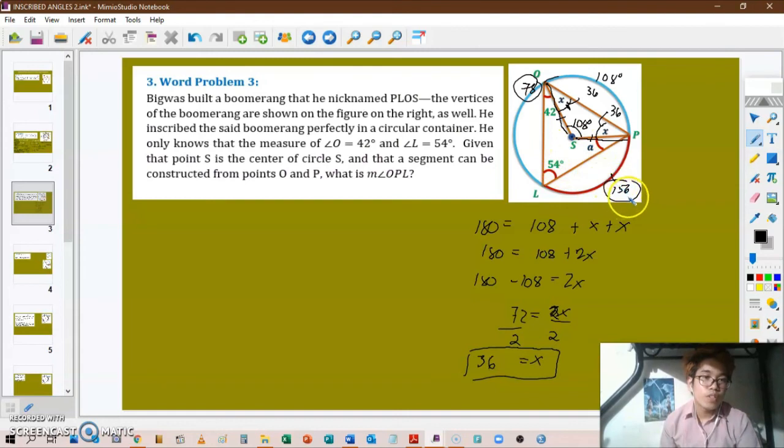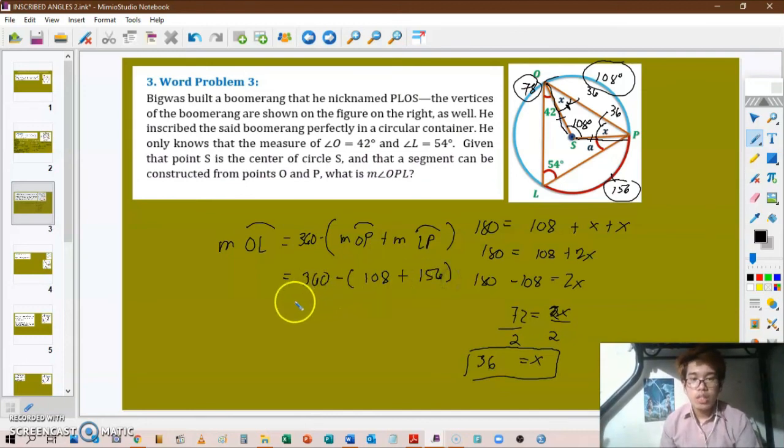If we have here 156 degrees and we have here 108 degrees, we can solve for the measurement of arc OL by adding the measurement of arc OP plus the measurement of arc LP, and then subtracting that from 360 degrees, which is the total angle measurement of all of the arcs on a circle. So that's going to be 360 minus OP, which is 108, plus LP, which is 156. 360 minus 108 plus 156, so 108 plus 156 gives us 264. 360 minus 264 gives us 96. So the measurement of arc OL is 96 degrees.